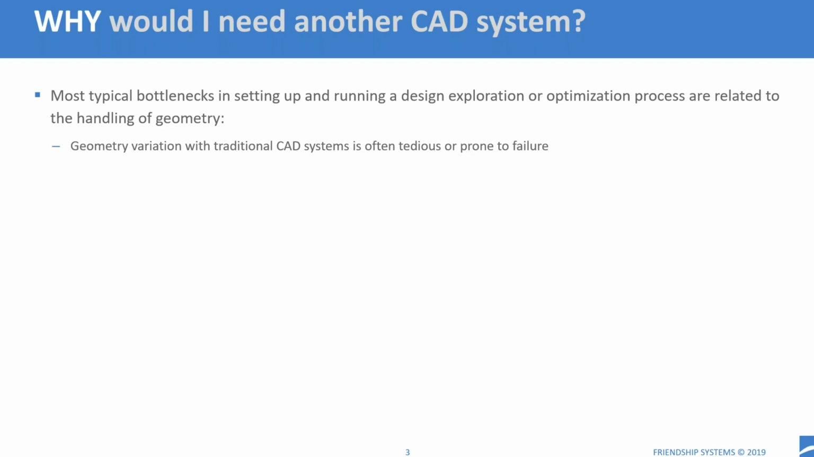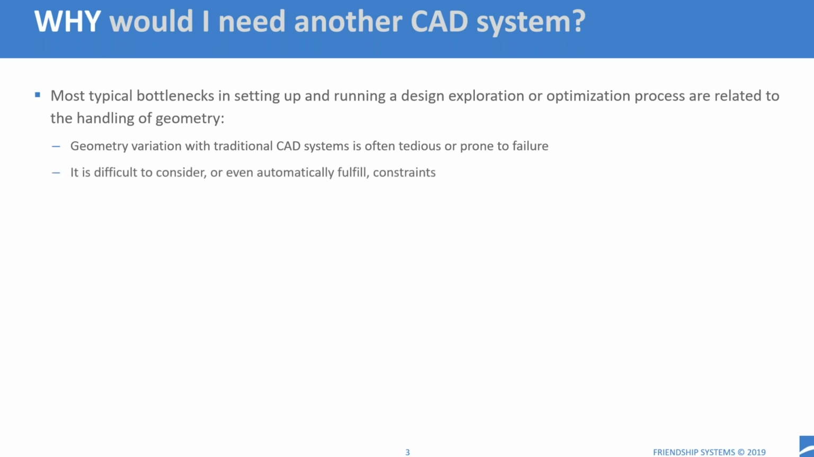So typically with traditional CAD systems, while they might be very powerful for many different things, they often don't have a strong point on geometry variation. So that part, when you're trying to automatically create geometry variants, change geometry parameters in an automated fashion, is often prone to failures. The geometry might break down, cannot be regenerated, or might need some manual work. So that's of course a significant problem.